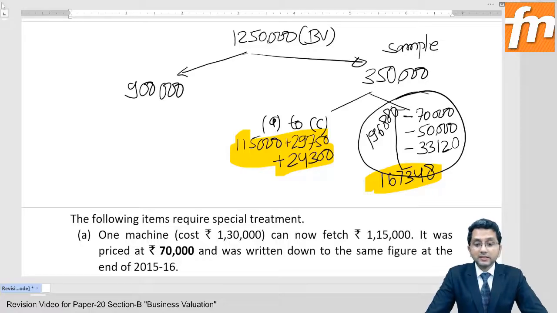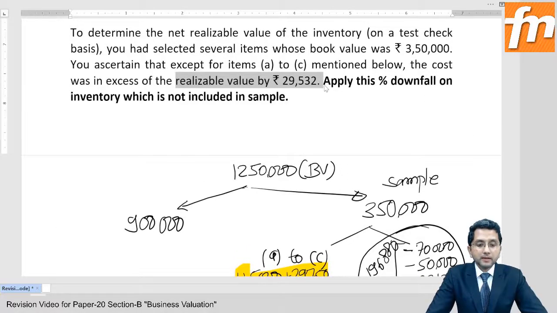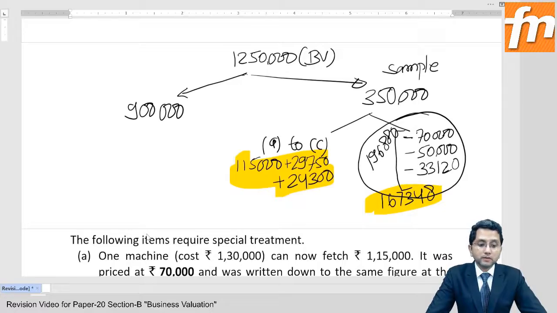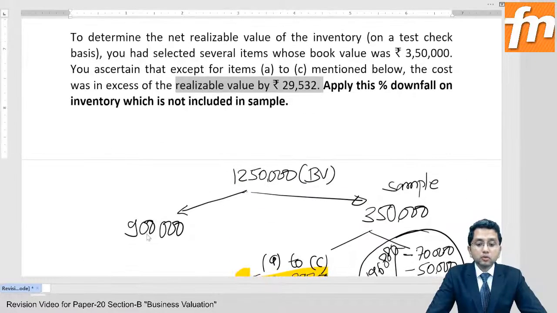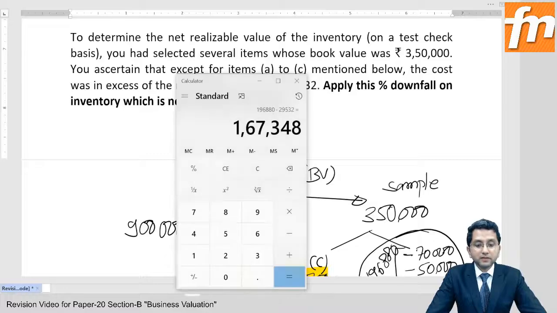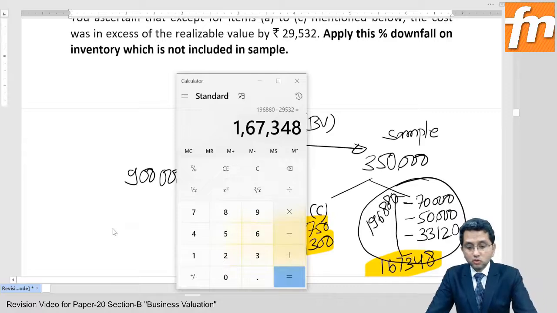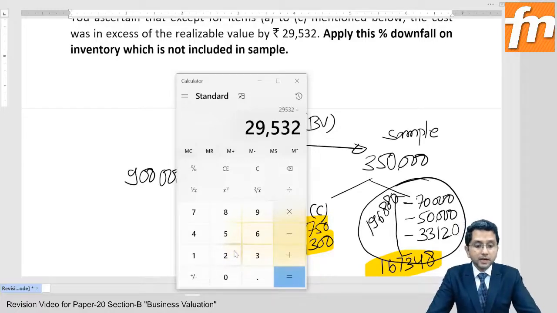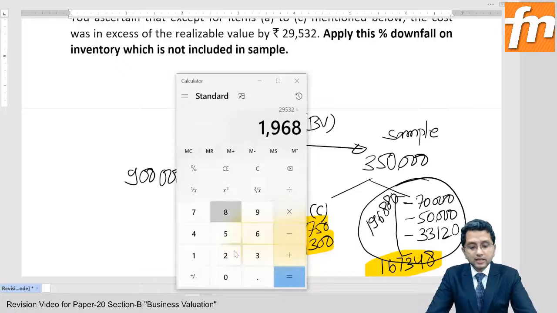Now the question arises, what is the realizable value of this 9 lakh rupees? For that, the question has given us a guide that this percentage downfall should be applied to 9 lakh also. So 196,880 was book value and downfall is 29,532. So 29,532 divided by 196,880.